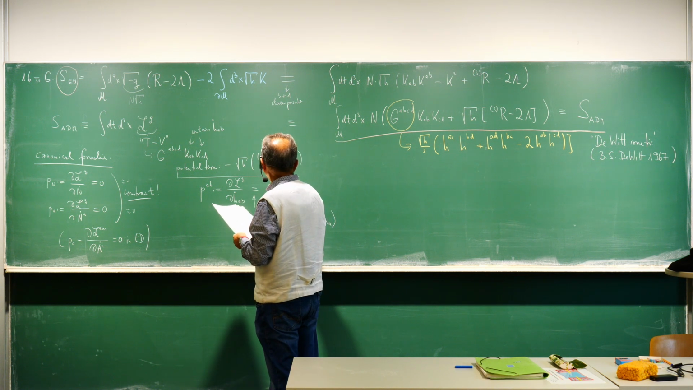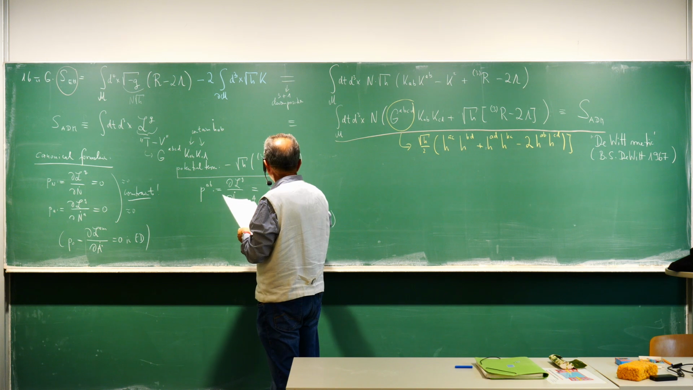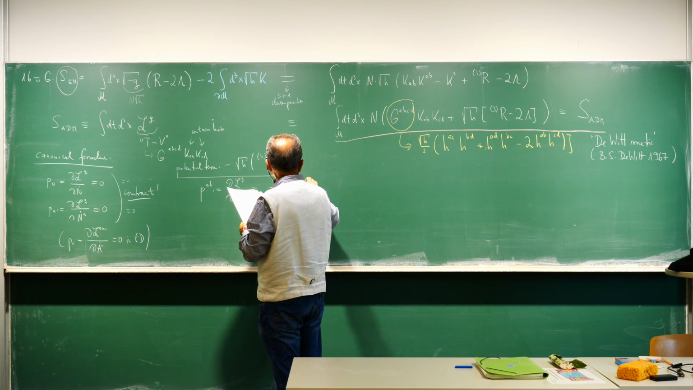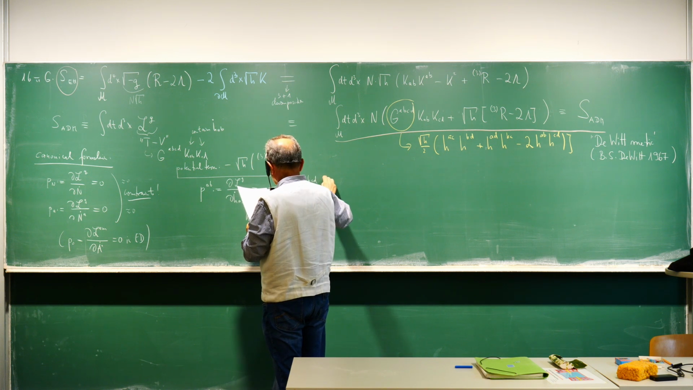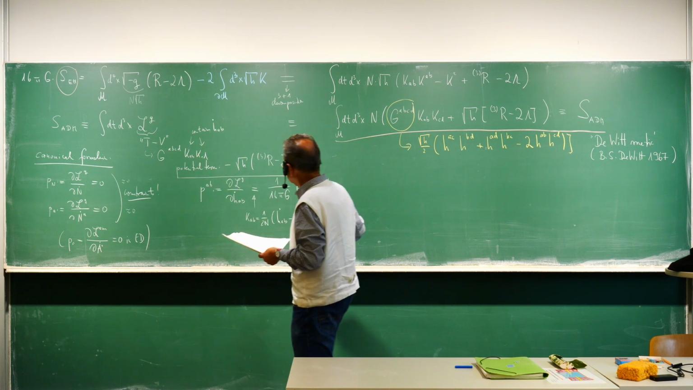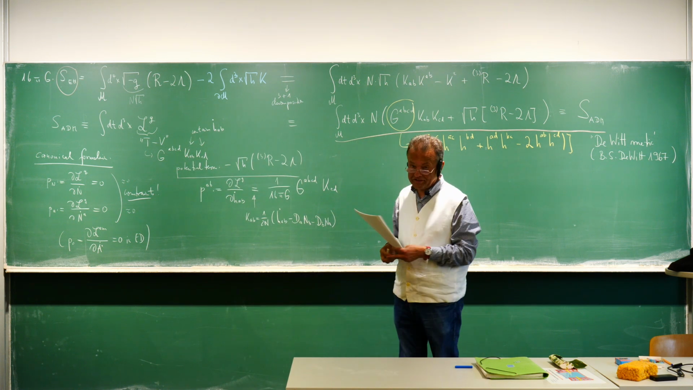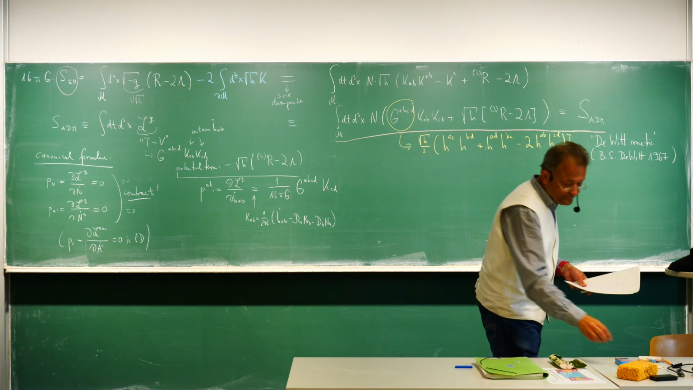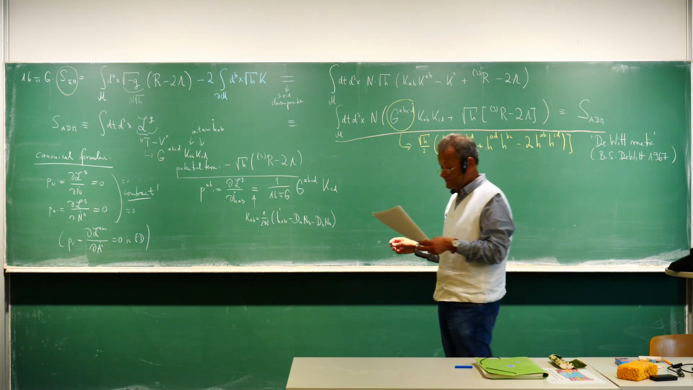And what you get then is 1 over 16 pi G, G_abcd K^cd. It comes the same from both components, and then you get this. So that's the canonical momenta.